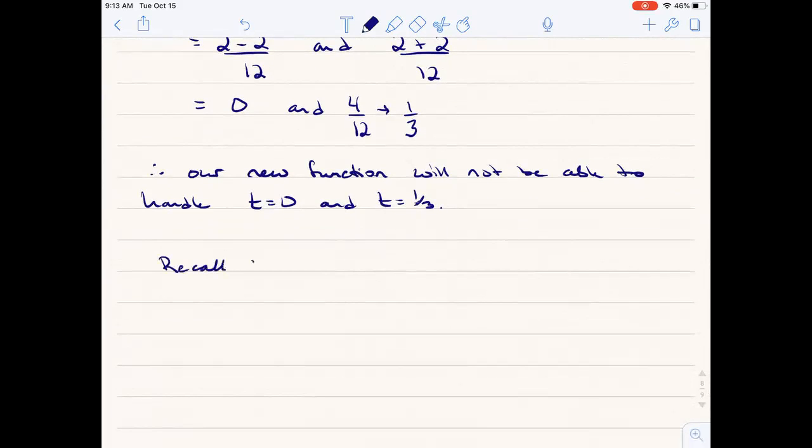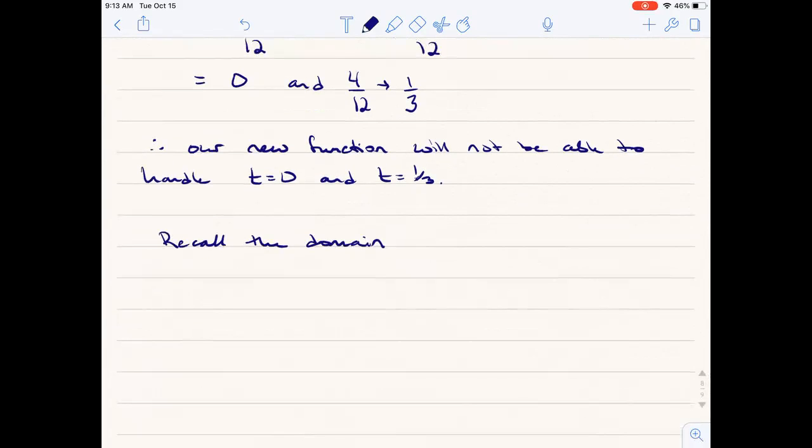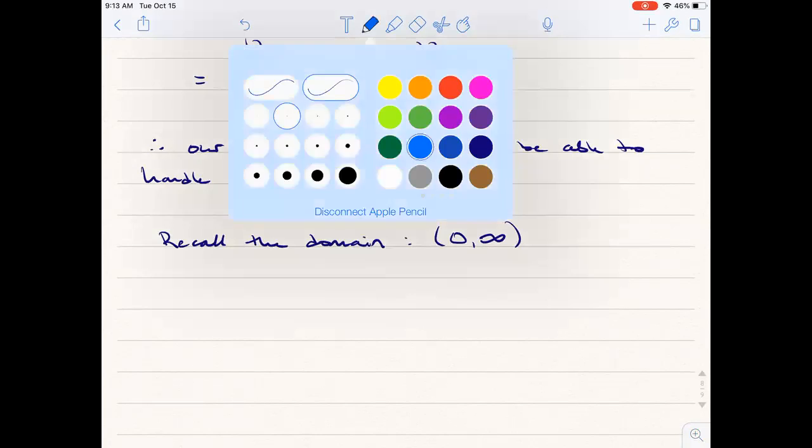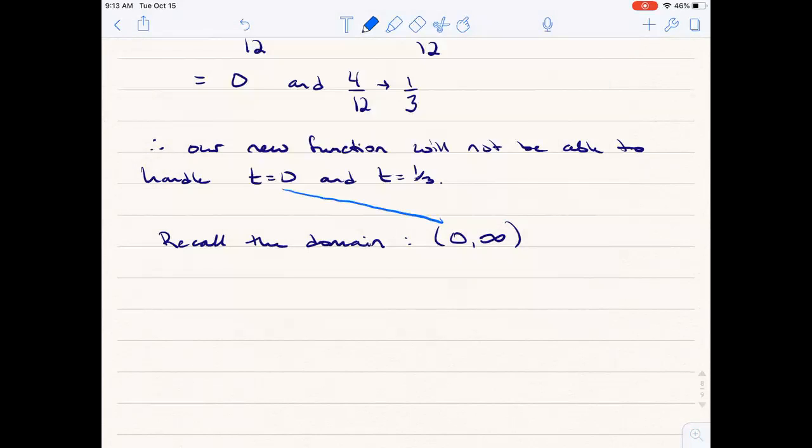Recall the domain, right? The combined domain of f and g was from 0 to infinity. All right, now we need to dice this up a little bit. So t equal to 0, that's a non-issue, right? Because we're already saying, no, t can't be 0, so moving on, right? And so this one is taken care of.